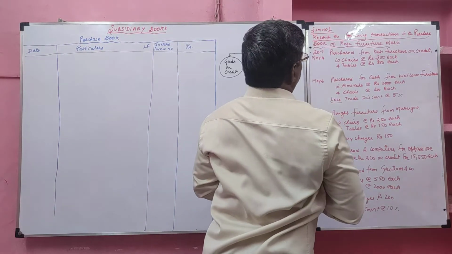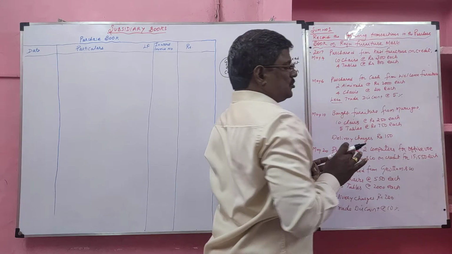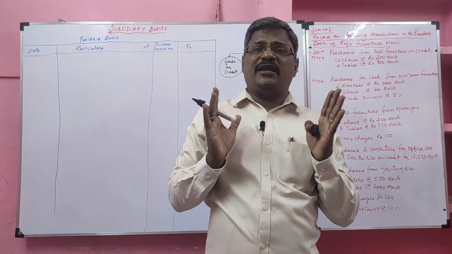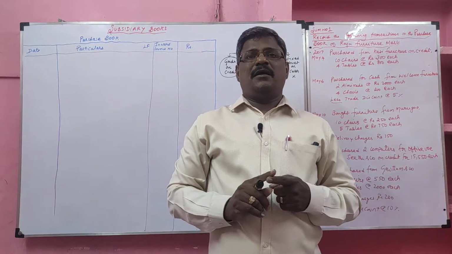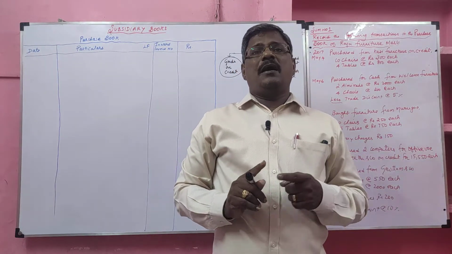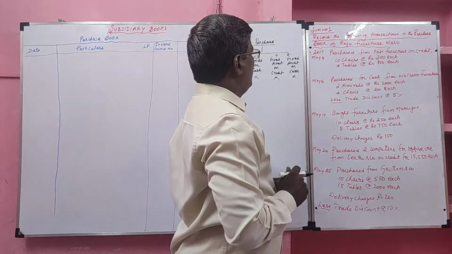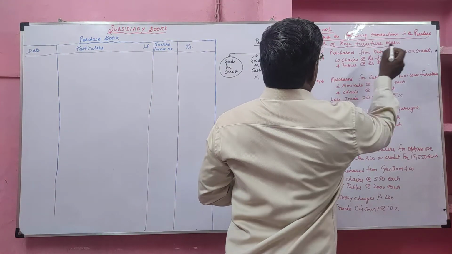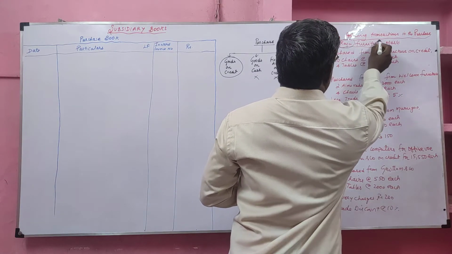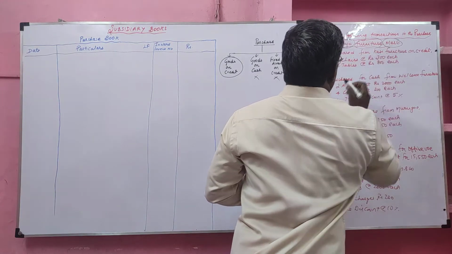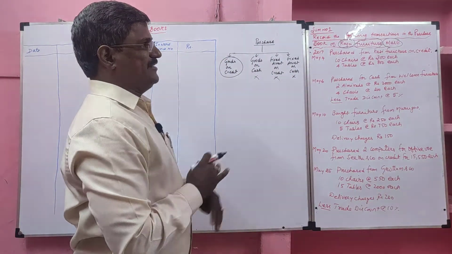Sum number 1. Record the following transaction in the purchase book. Students, one thing we should be very careful about. Purchase book and purchase account are different. Purchase book is a subsidiary book. Purchase account is a ledger. Both are different. Keep it in your mind. Record the following transaction in the purchase book of Raja Furniture Mart. They are dealing with the buying and selling of furniture, so their goods are furniture.